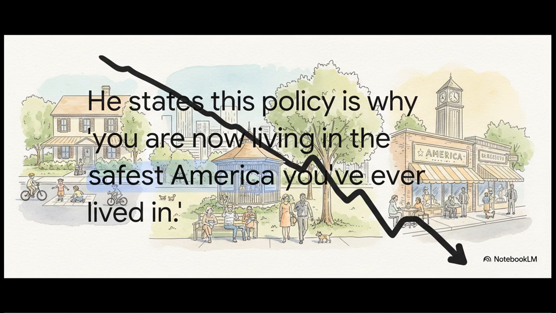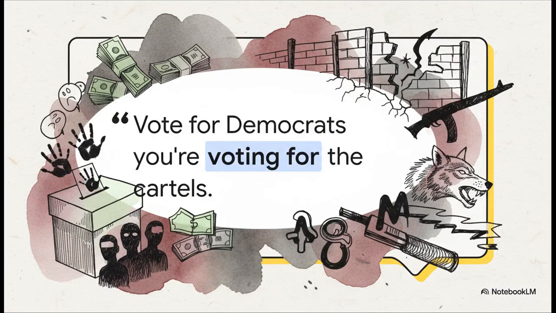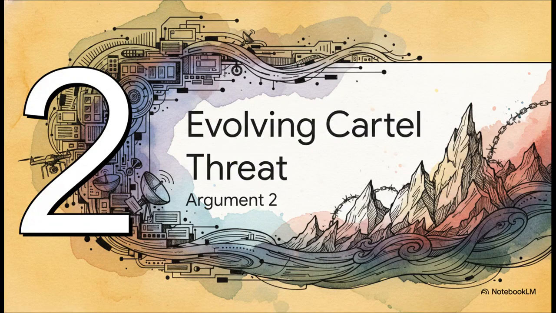And this is the big payoff, right? The so what of his three-step plan. He directly connects this specific immigration strategy to what he calls the safest America you've ever lived in, across the board, from murder rates to property crime. And he wraps up this first point by drawing a really sharp political line in the sand. As you can see, he's framing the choice for voters as essentially a direct vote for or against the power of the cartels.